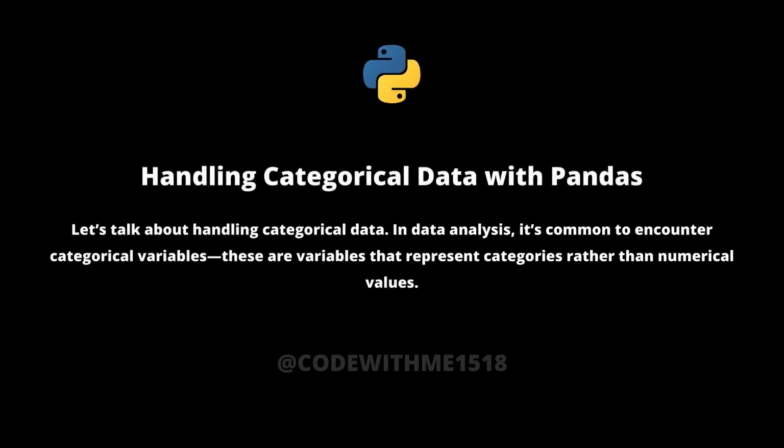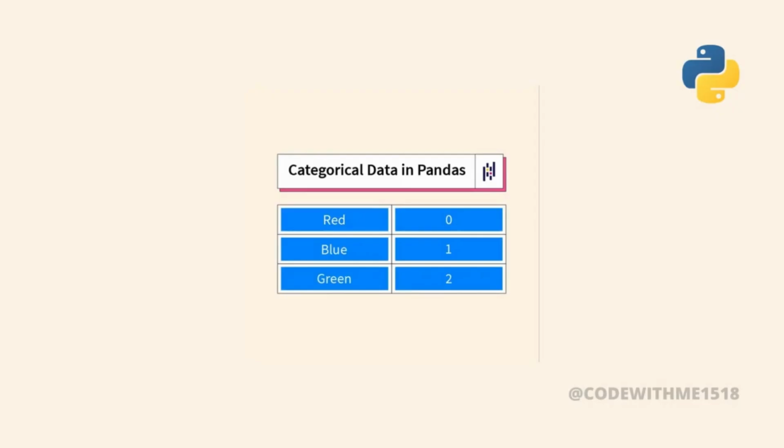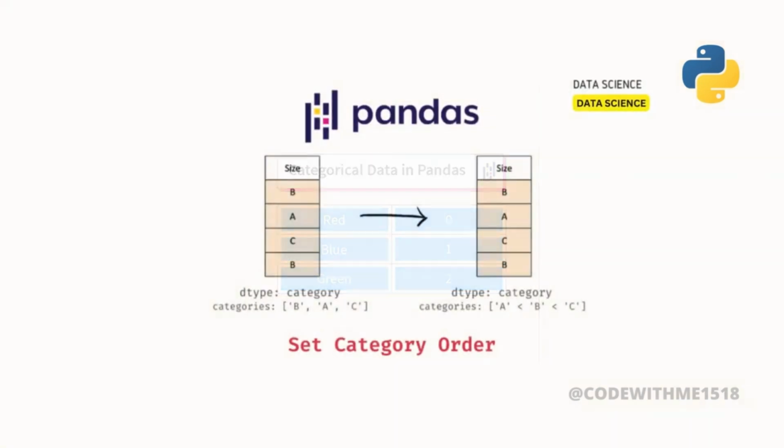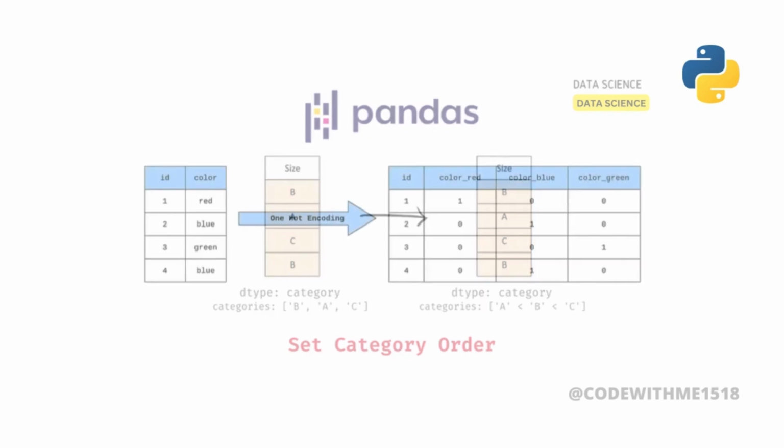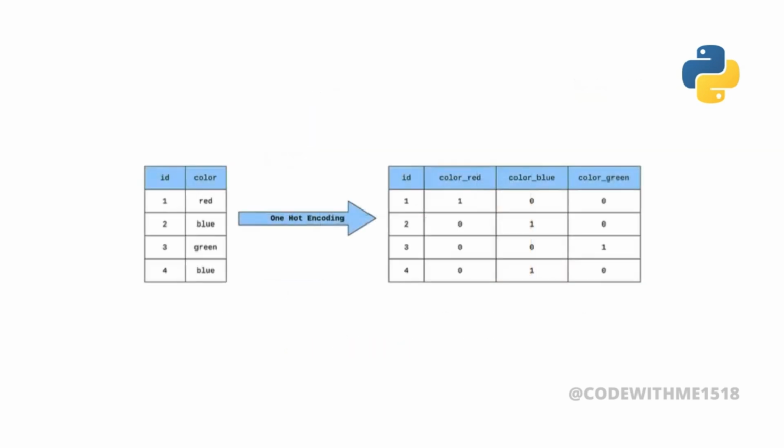Next, let's talk about handling categorical data. In data analysis, it's common to encounter categorical variables. These are variables that represent categories rather than numerical values. Pandas provides several tools for working with categorical data. You can convert columns to the category data type, which can save memory and make your operations faster.